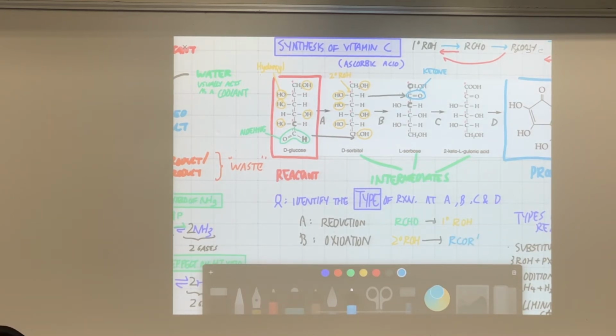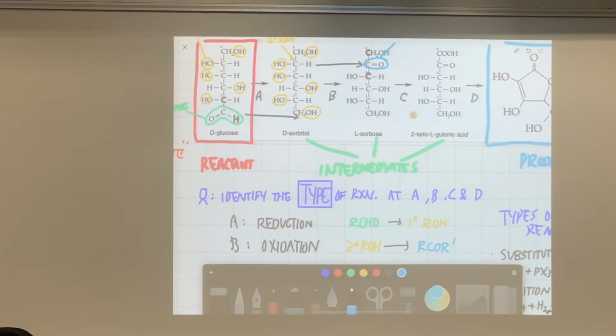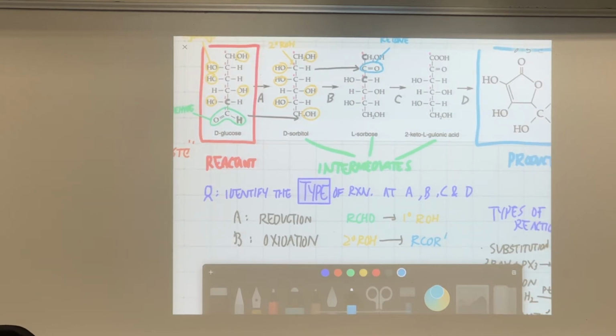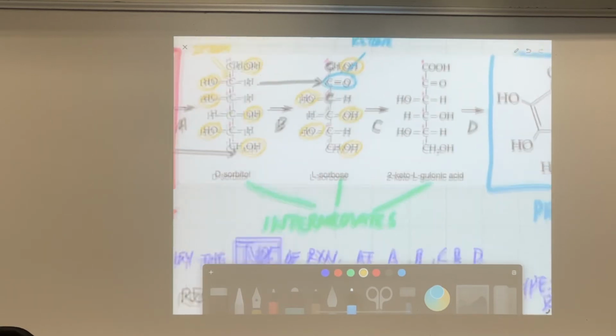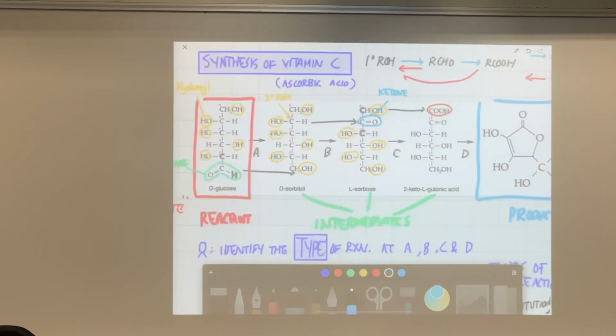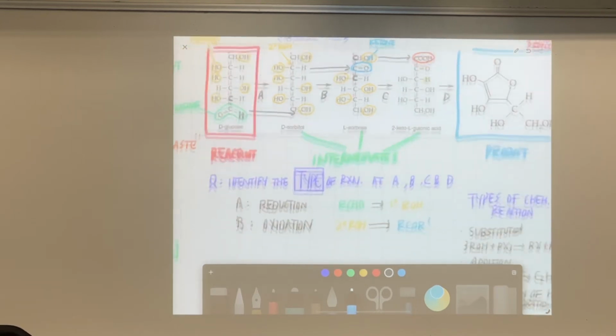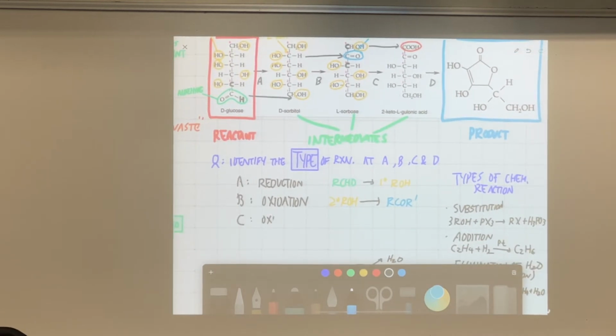What about the third reaction, C? What has changed? There's something new. Alcohol to carboxylic acid. Okay, so circle this group. Which class of alcohol can be terminally oxidized to carboxylic acid? Yeah, first degree or primary. So C would again be oxidation. But this time we are turning a primary alcohol all the way to a carboxylic acid.